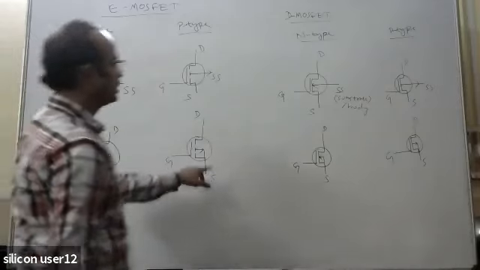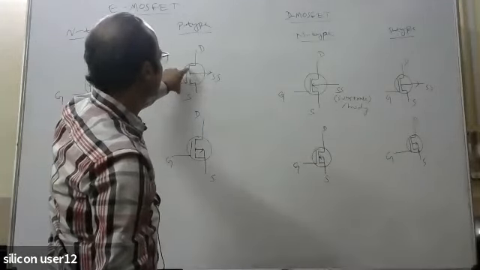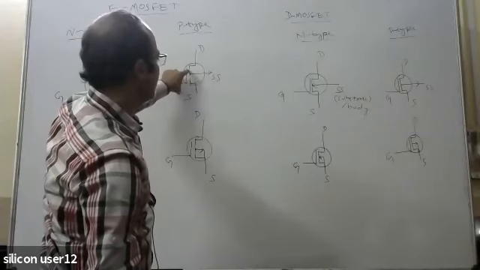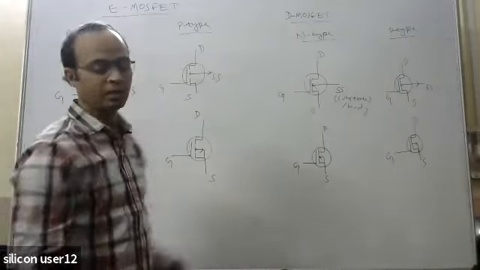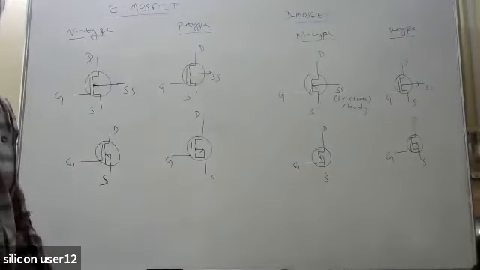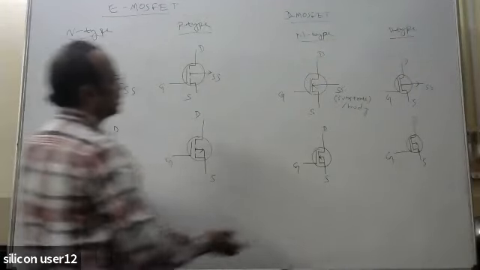Okay, so the only difference between enhancement and depletion is that in the enhancement type the second line is not a continuous one, it is broken, but in case of depletion type, the second line is shown with a straight, connected line. Okay, so this much you should remember for these symbols. Now we'll see some problems based on the depletion type MOSFET.